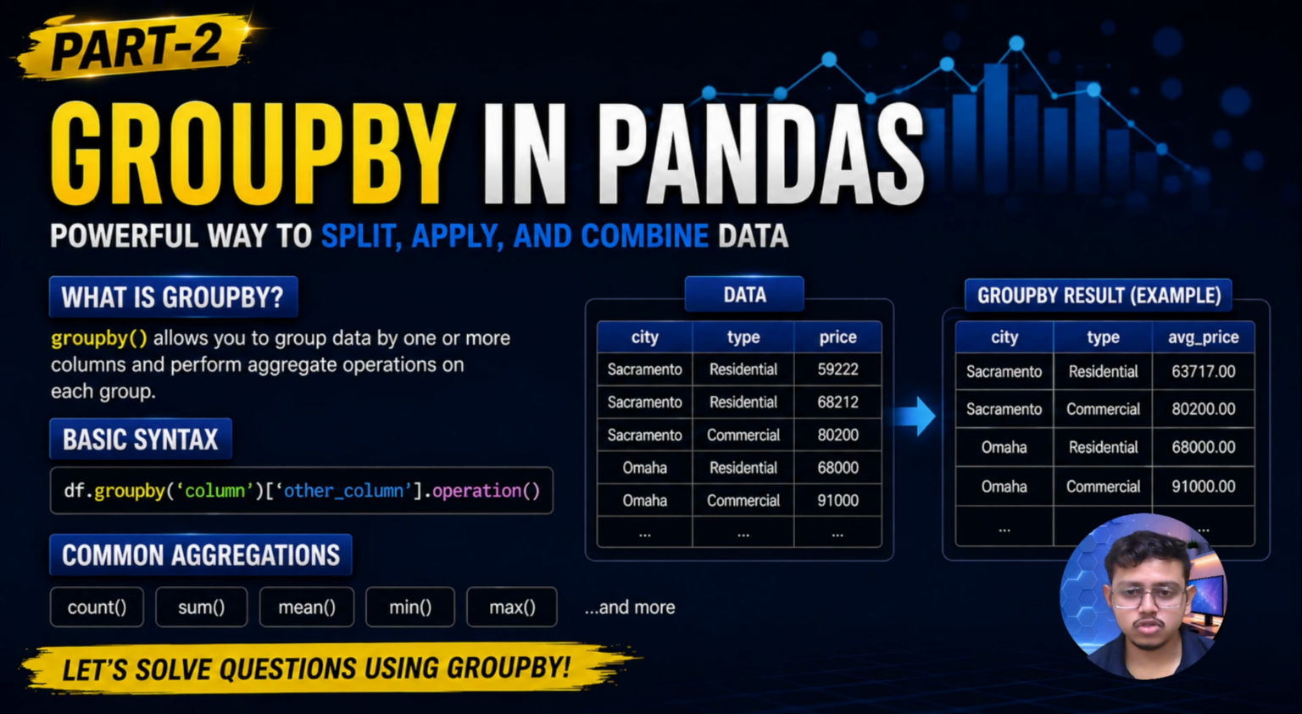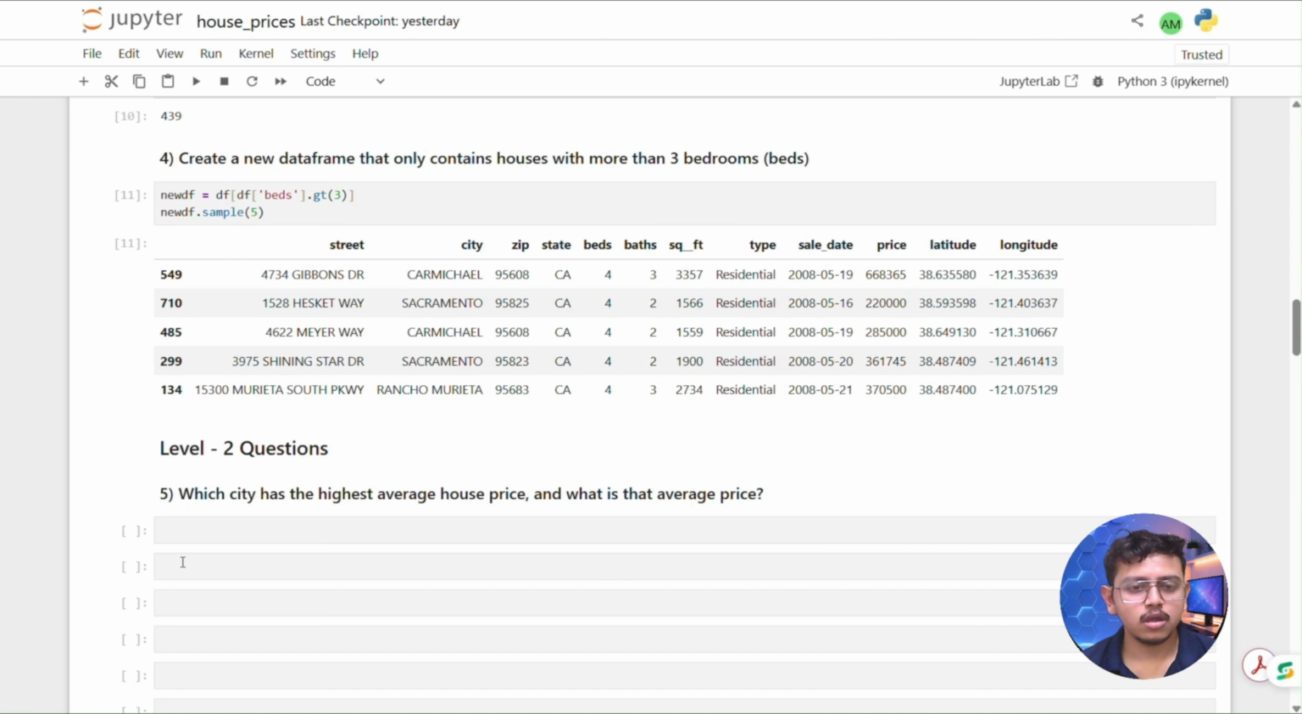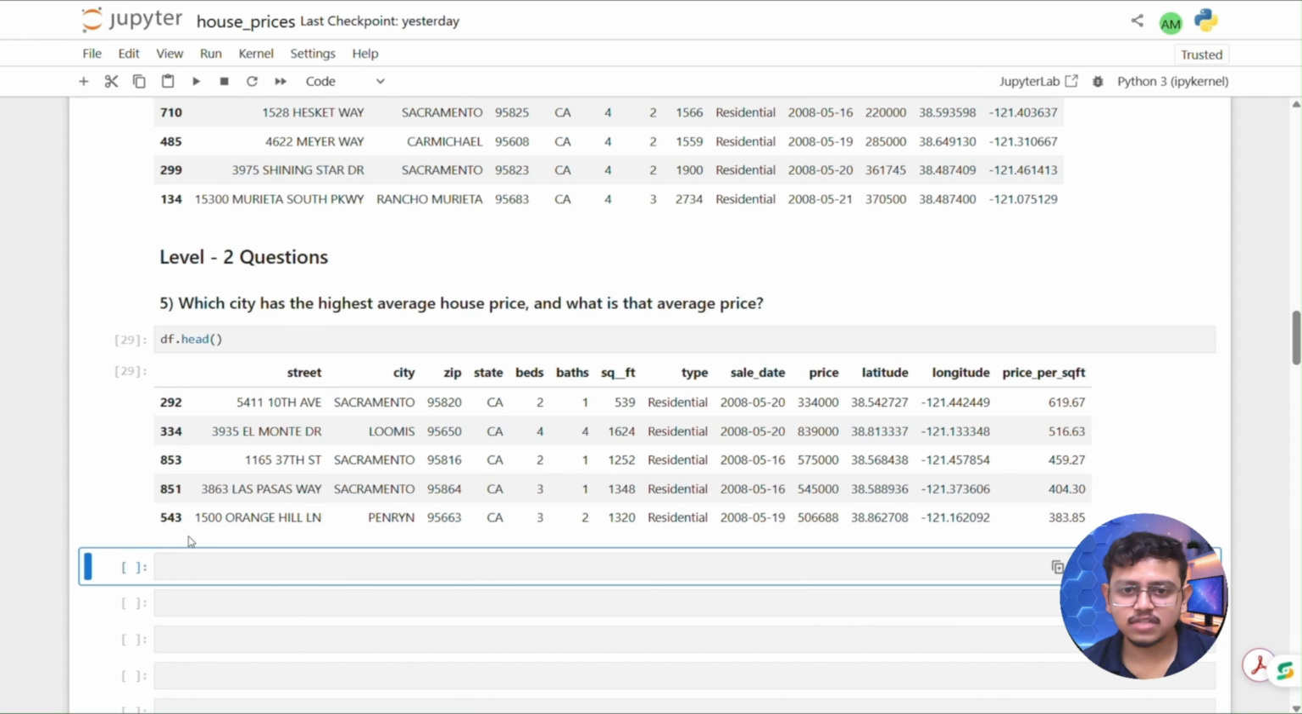The part 2 questions include group by applications, so we need a clear understanding of group by to tackle the questions. Having a good foundation of group by, now let us proceed to the part 2 questions. The fifth question is, which city has the highest average house price and what is that average price?